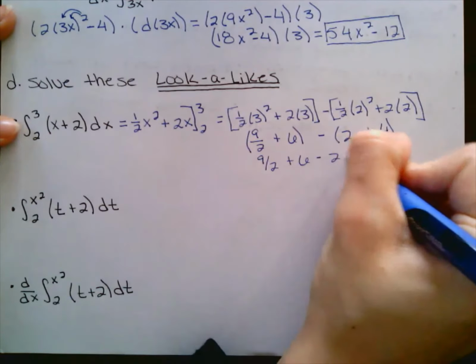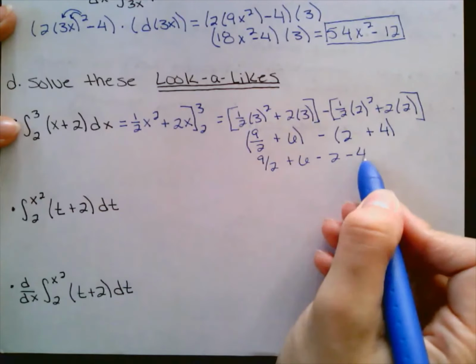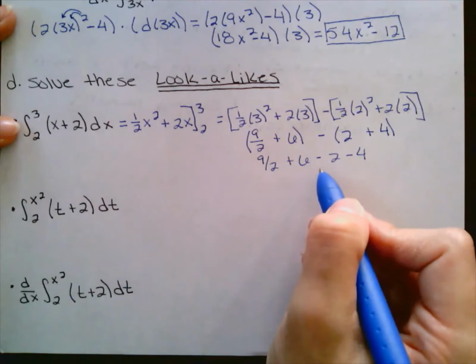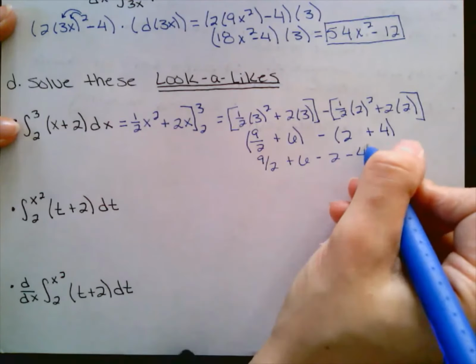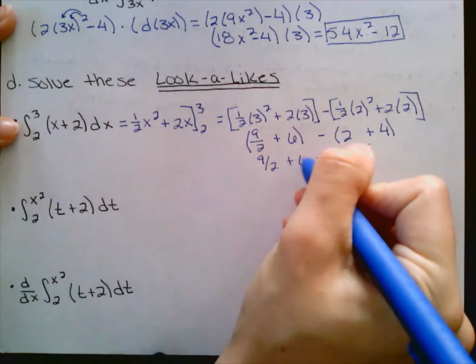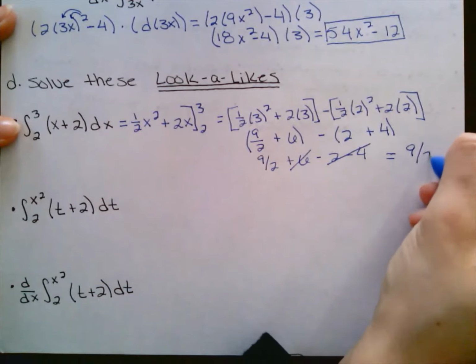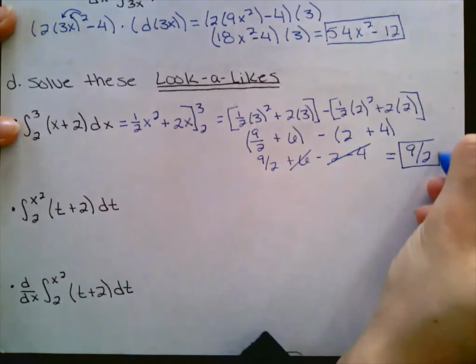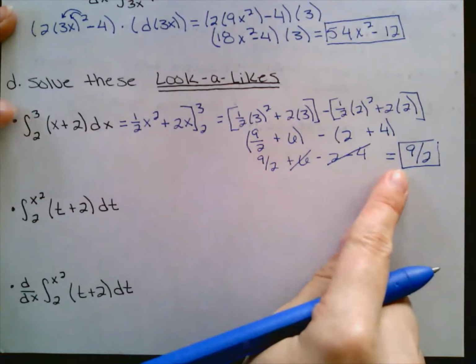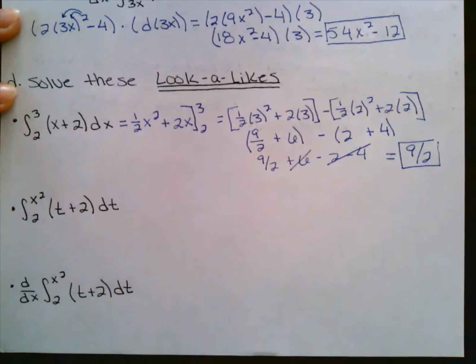Distribute this negative. 2 and 4 both make a negative 6. So these two, negative 6, is going to cancel out with this positive 6, and my answer is just 9 over 2. So here's an example when I get a numeric value. Okay? Let's look at this next one.